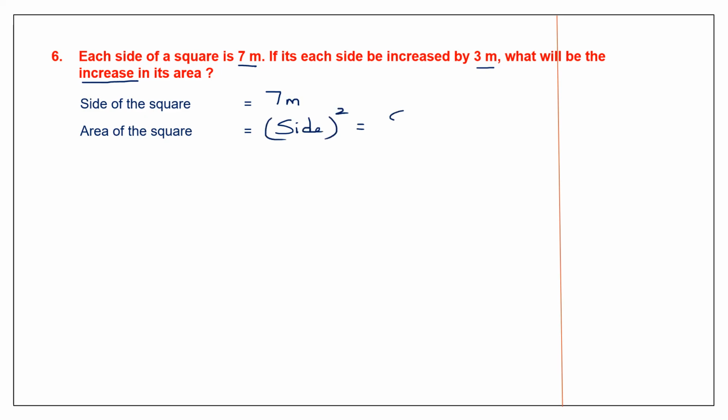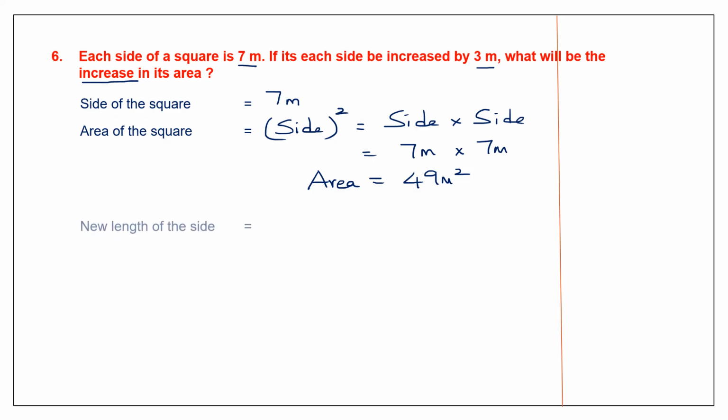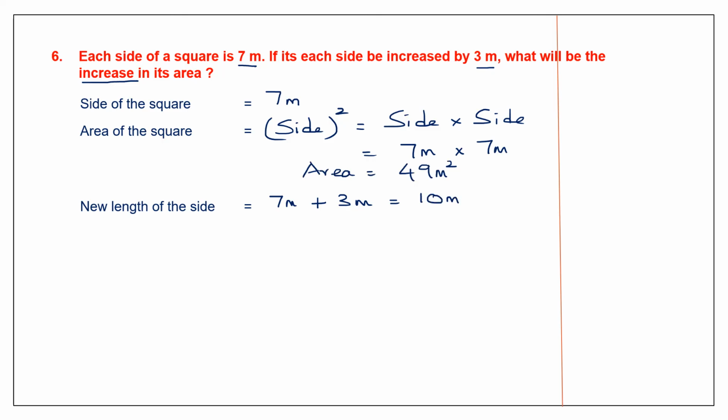This is equal to side into side, which is 7 meters into 7 meters. So the area of the square is 7 sevens are 49 meter square. So we have found the area to be 49 meters square. This is the area of the original square. Now the new length will be 7 meters plus 3 meters, which is 10 meters. So this is the new length of the side because the question says if it is increased by 3 meters. So we increased it by 3 meters and we added it up, we got 10 meters.